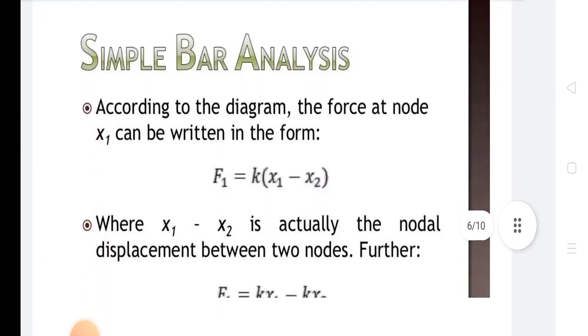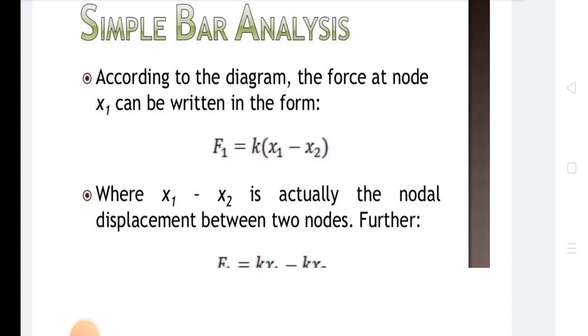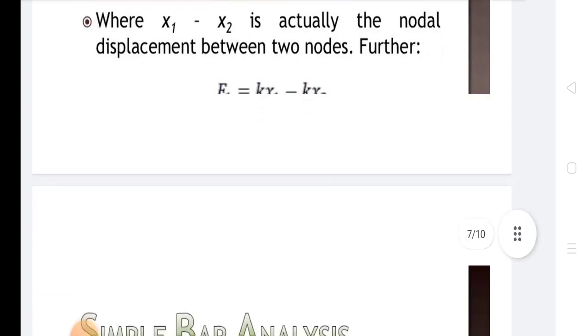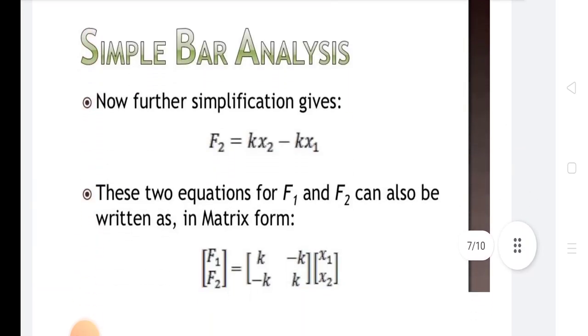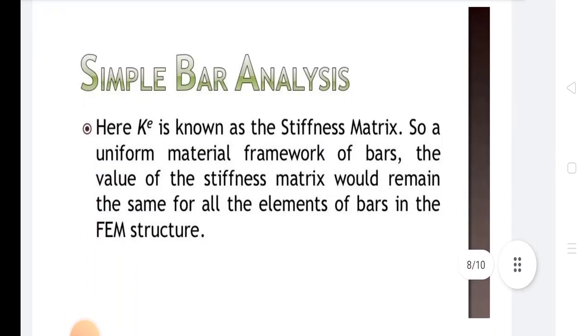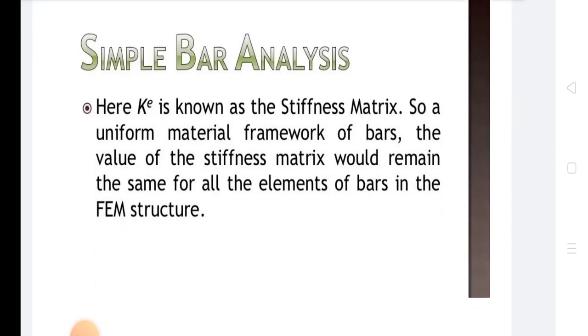In simple bar analysis, according to the diagram, the force at node 1 can be written as F1 is equal to k into x1 minus x2, where x1 minus x2 is the nodal displacement between the two nodes. Similarly, F2 is equal to k x2 minus k x1. These two equations for F1 and F2 can also be written in matrix form: F1, F2 is equal to k, minus k, minus k, k times x1, x2. Here k equivalent is known as the stiffness matrix.